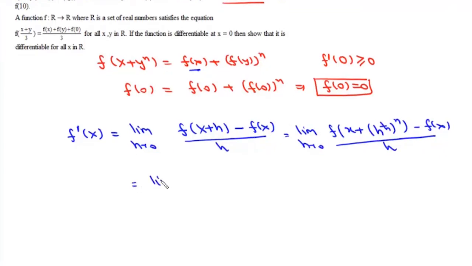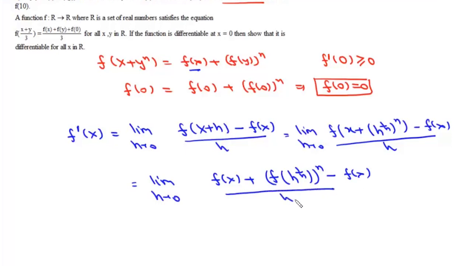this limit h tends to 0 of f(x) plus f(h), which is f(h) to the power 1 by n, whole to the power n, minus f(x), divided by h. Now this f(x) and f(x) will cancel.